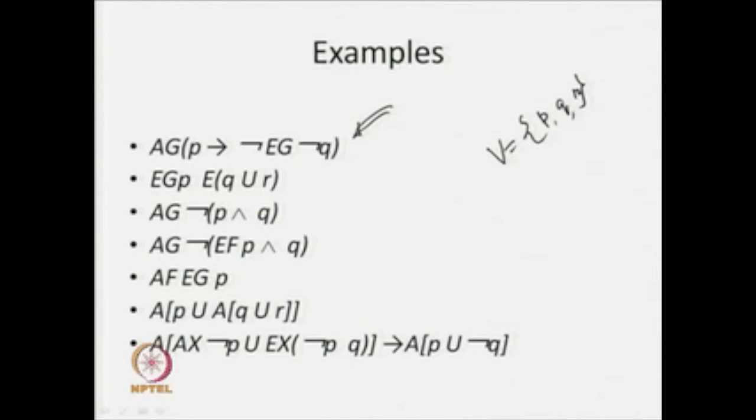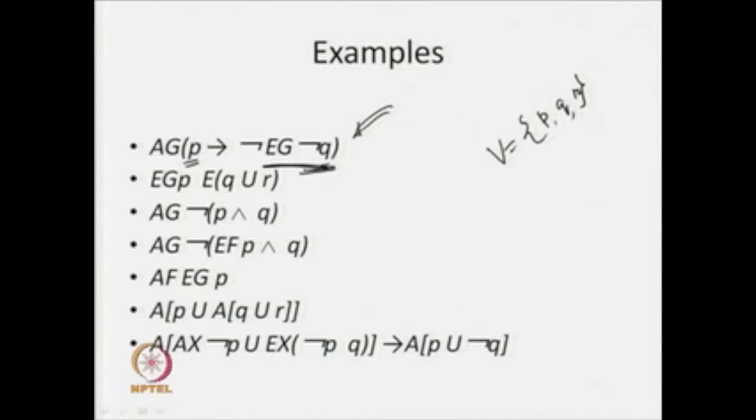Now, every atomic proposition will be treated as a CTL formula. So, in this case, Q is a CTL formula, so not Q is also a CTL formula. Similarly, P is an atomic proposition, so P is also a CTL formula. Now, G is a temporal operator preceded by E. So, E G not Q is also a CTL formula.